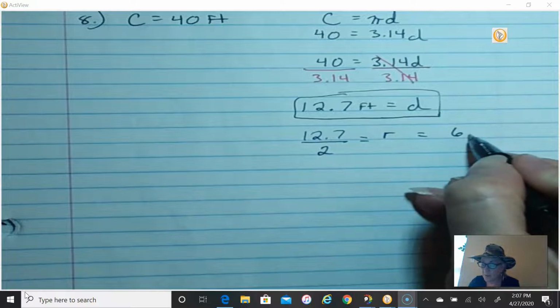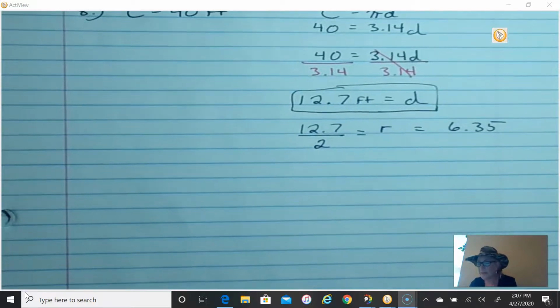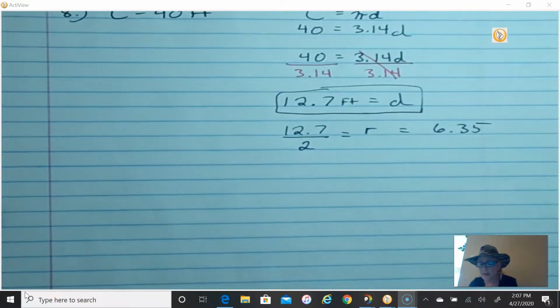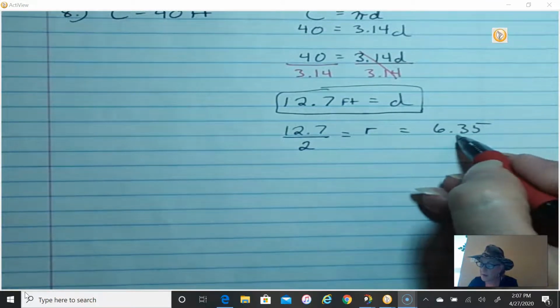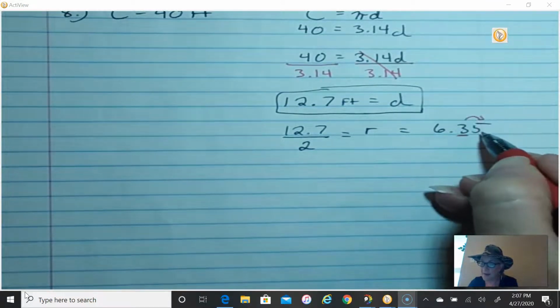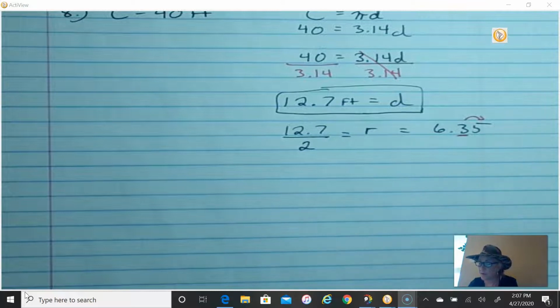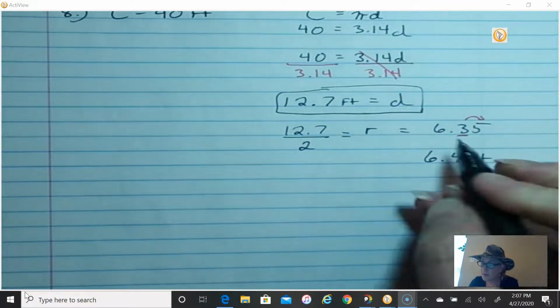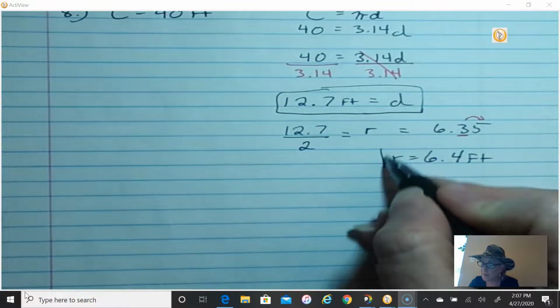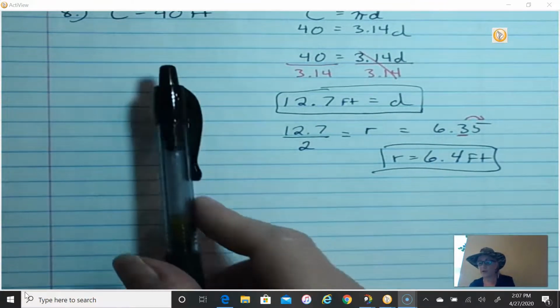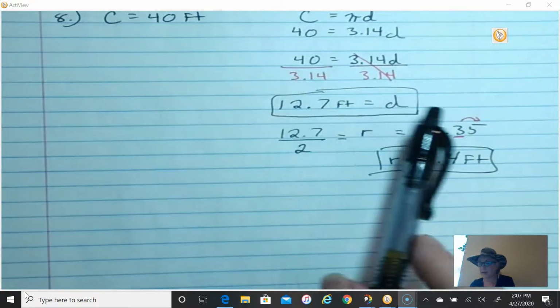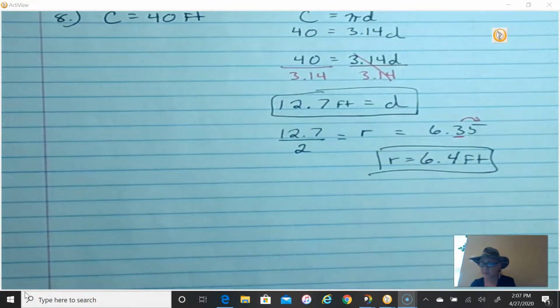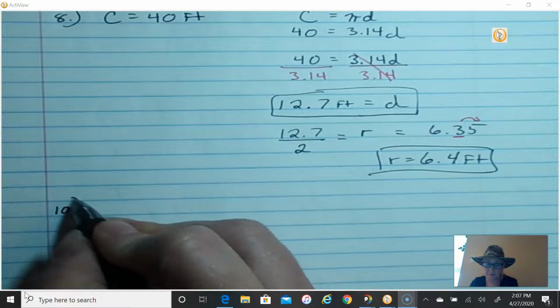And you get 6.35. They said to round to the nearest tenth. That's that place. That's 5, so 5 or greater. This becomes a 4. So radius equals this. So for number 8, 9, and 10, you're going to have 2 answers. All right, number 10.